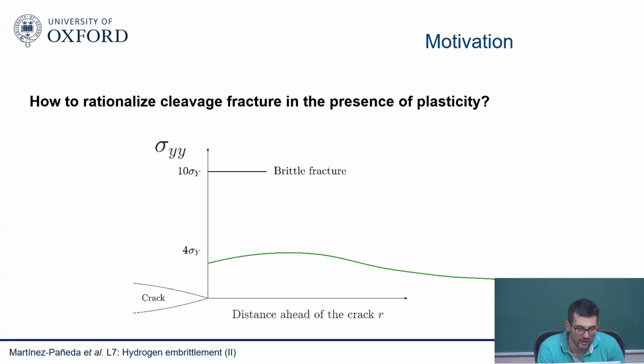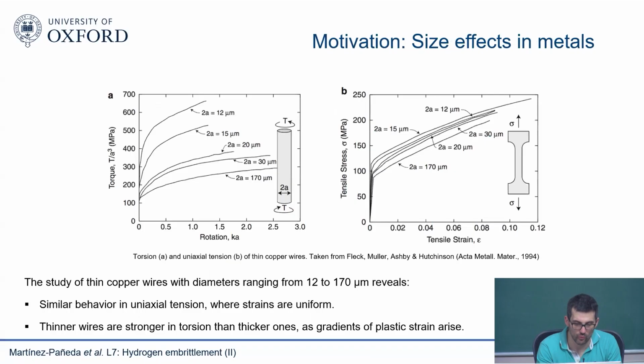Okay, so how can we explain this? What are we missing here? What is missing in our picture? What is continuum mechanics not telling us? So what continuum mechanics is not telling us, or the other thing that we learn through experiments, is that metals have a size effect.